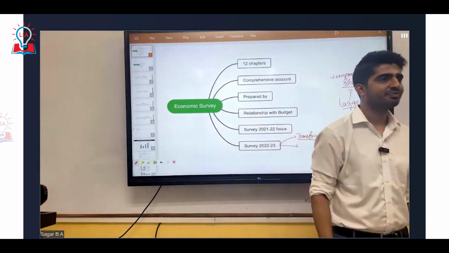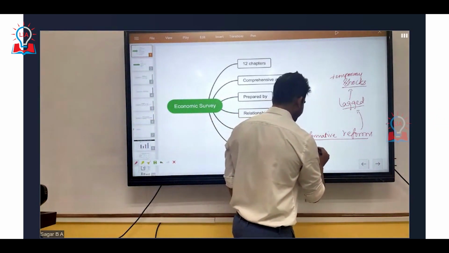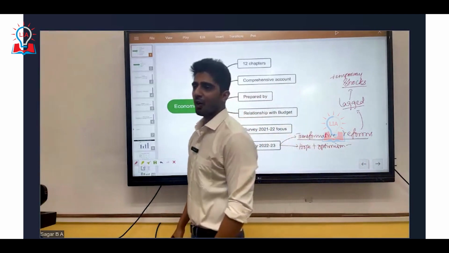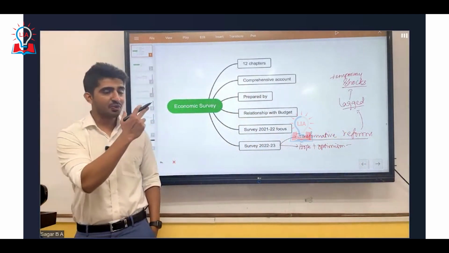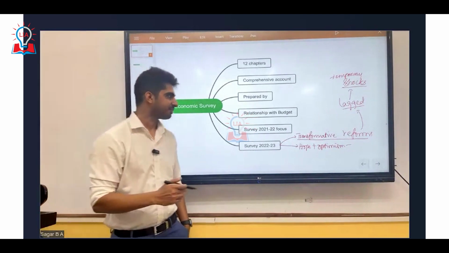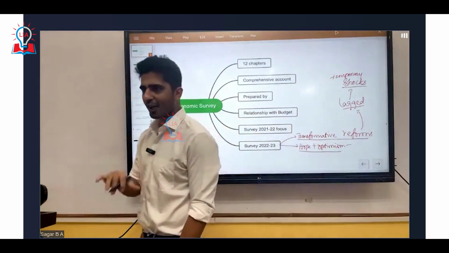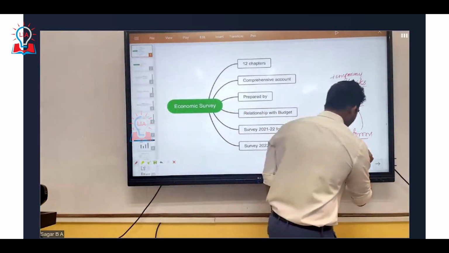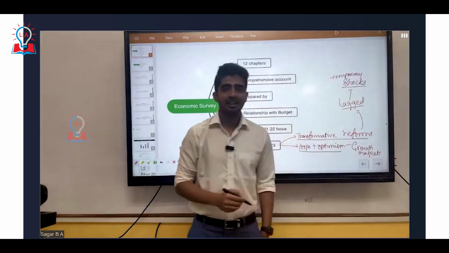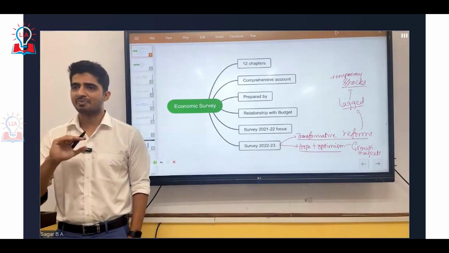Despite those shocks, we always had hope and optimism, and we still have it, that these transformative reforms are going to change the face of India. Why? Because we have some very good positives within the economy. The survey calls them growth magnets. Despite the shocks, we will be able to overcome them, and we will be able to achieve the growth levels which we aspire to.